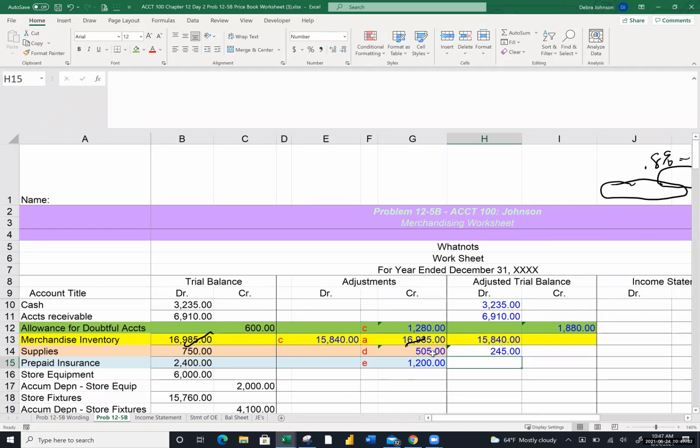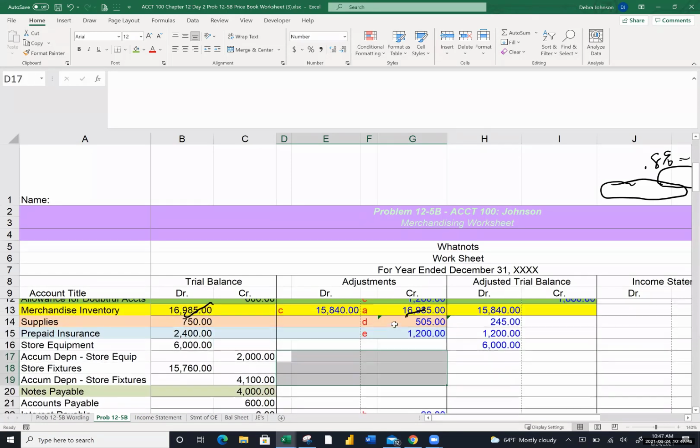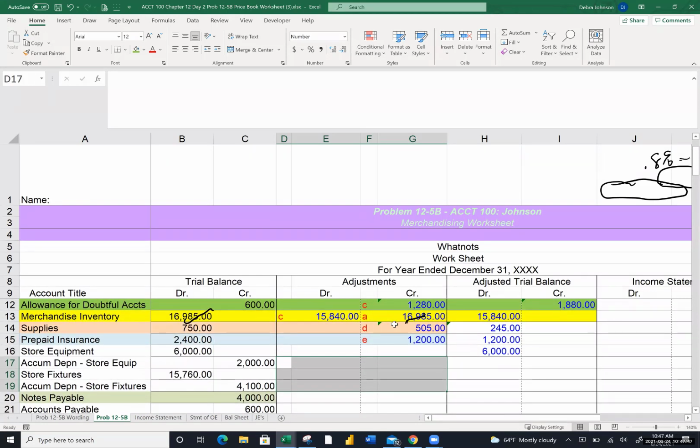And the rest of it, you guys would be able to do from here. Prepaid insurance, we're left with 1,200. Store equipment didn't change. It would be 6,000. We didn't do those entries for depreciation. So that's probably where I'm going to end this. My goal was to be able to definitely go through all the adjustments, which we had plenty of time to do that, and to give you an overview of the mechanics of that worksheet. The rest of the mechanics are identical to what you learned in Chapter 5.